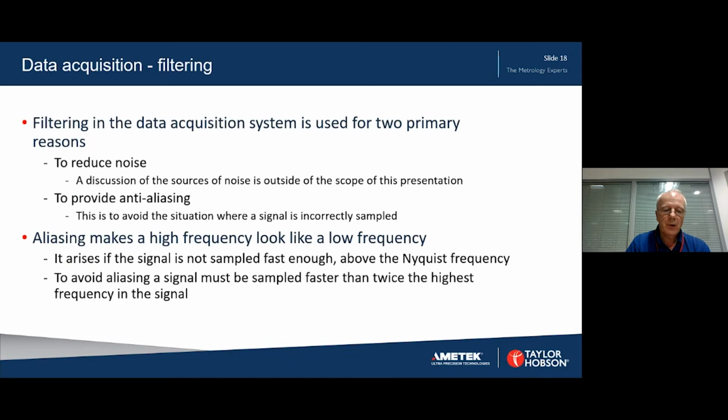Now, aliasing is where a signal is sampled more slowly than necessary, resulting in the sampled signal appearing like a lower frequency signal. The frequency at which you must sample above is known as the Nyquist frequency.